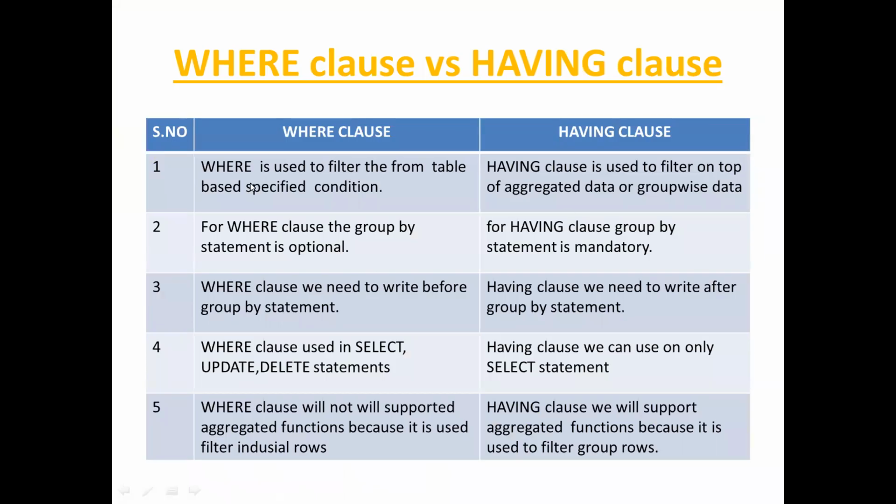Basically, the WHERE clause we can use to filter the data from a table based on a specific condition. So if you want to filter the data based on a condition, we can go with the WHERE clause. If you want to filter on top of aggregated data, then we can go with the HAVING clause.